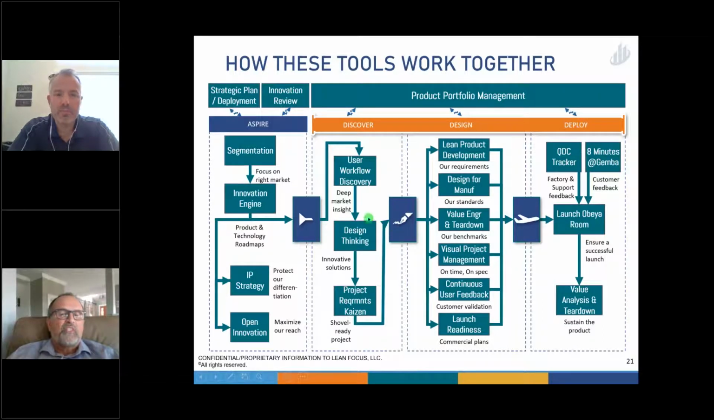We move from there into design thinking, where we pull the whole team together and collaborate, so that we're pulling the full innovative potential out of our teams. And then we move into project requirements Kaizen, where we address the problems of getting the project meticulously defined. As we move into there, we sign the contract, we have a project, and we have a lot of parallel tools that run in process.